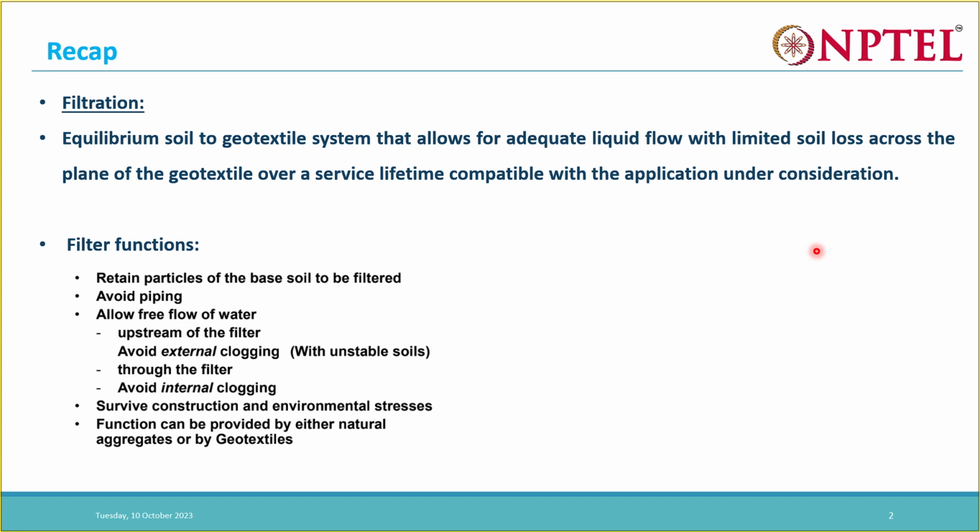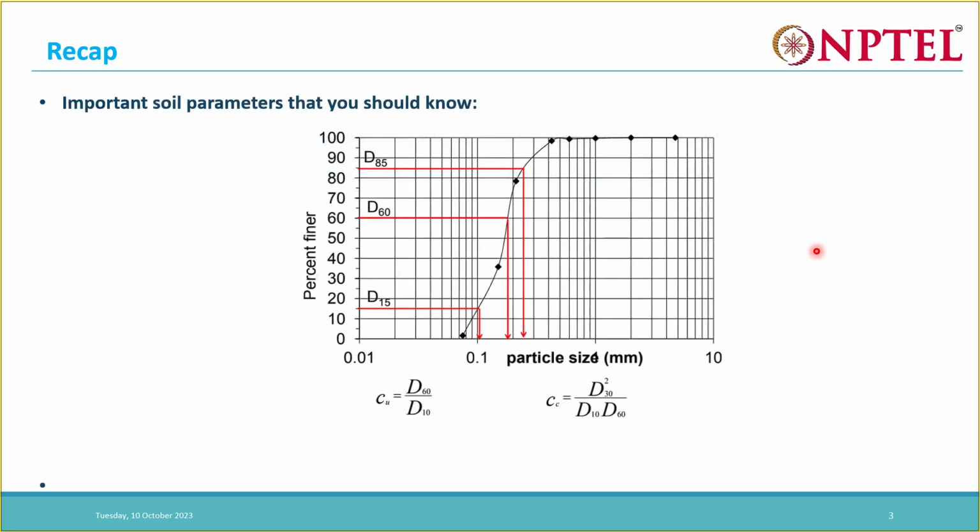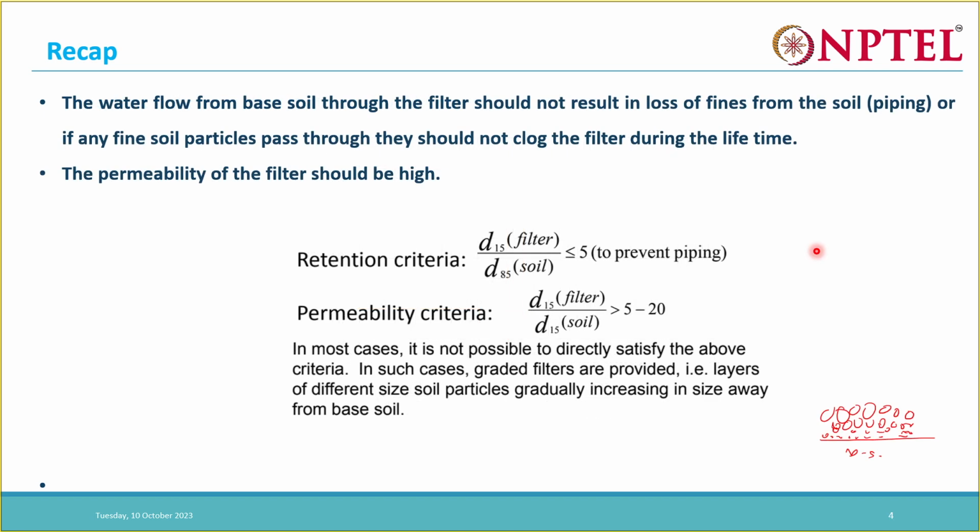So that should be satisfied. Okay, so some important soil parameters that you should know. We all know this Cu and Cc, how to get this coefficient of uniformity and coefficient of curvature for any soil that we can get from the grain size distribution plot that we know.